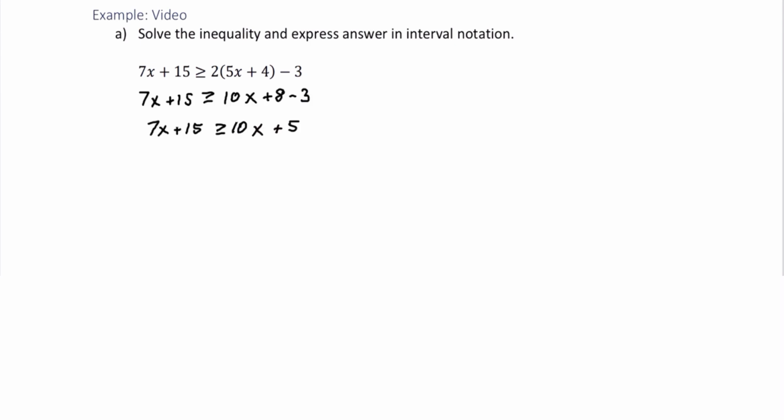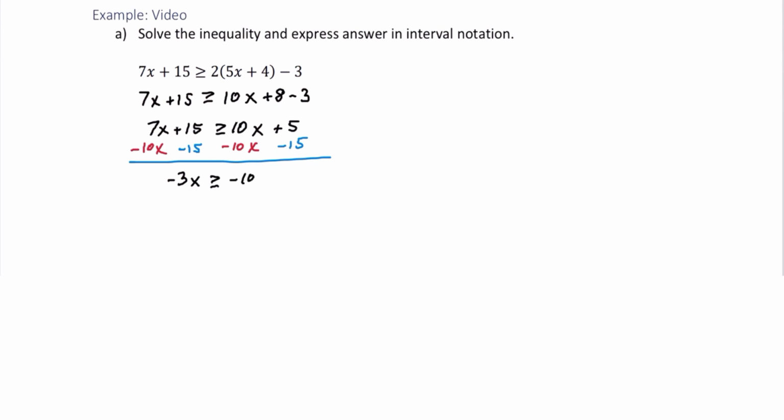Now we need to isolate the x. So let's subtract 10x on both sides. And we can also subtract 15 on both sides to move the constant. We now have negative 3x is greater than or equal to negative 10.